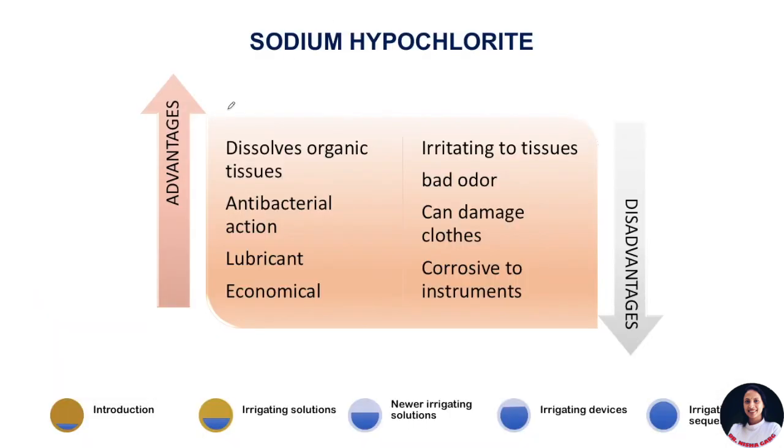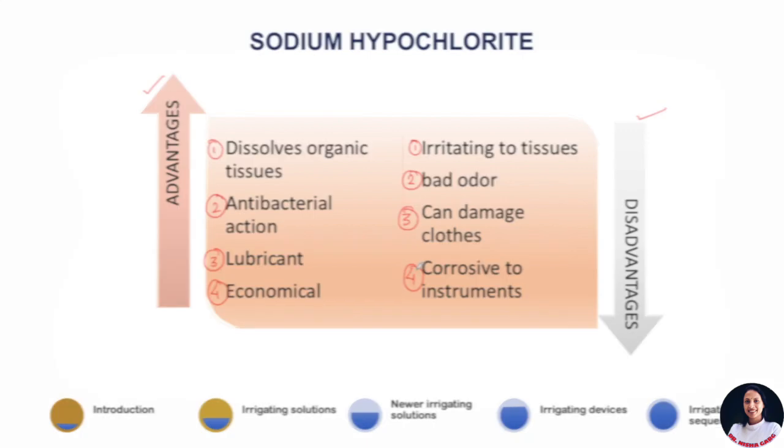So now if we summarize the advantages and disadvantages of sodium hypochlorite, the advantages are dissolution of organic tissue and antibacterial action. Like other irrigants, it has a lubricating action, and it's economical in nature. And if we see the disadvantages of sodium hypochlorite, these are irritation to the periapical tissue. It has a bad odor. It can damage clothes as it has a bleaching nature, and it is corrosive to the instruments.